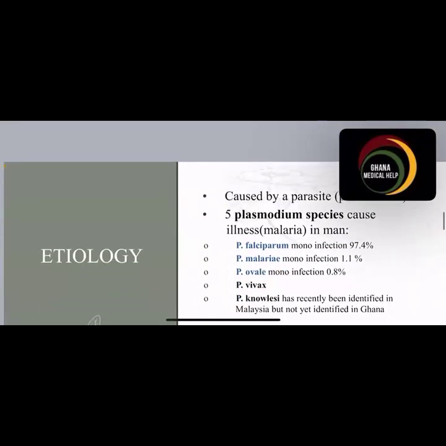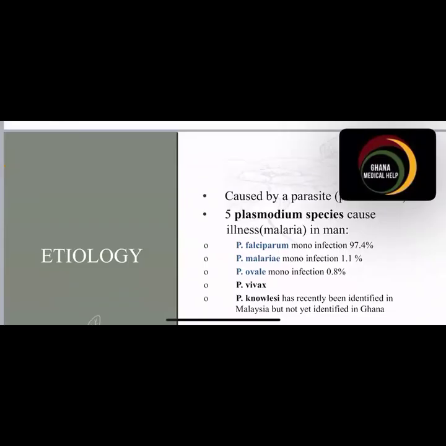So in terms of the etiology, we all know the four stubborn ones. That is the falciparum, which is the most common amongst all of them, and then the ovale, then the vivax. The knowlesi is still not recorded in Ghana. It hasn't been identified in Ghana yet, but the four have been identified in Ghana. Ovale and vivax are the dormant ones, the hepatic ones that stay in the hepatocytes, and then from time to time they flare up and they give us wahala in the hospital setting.